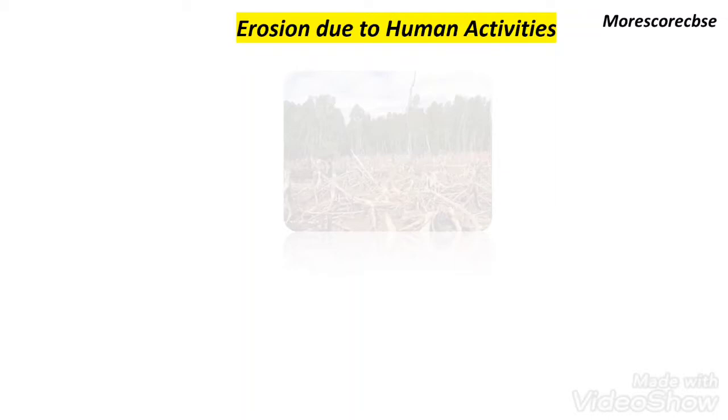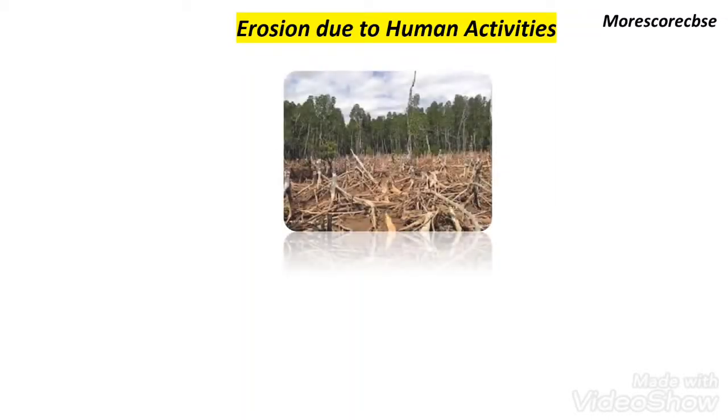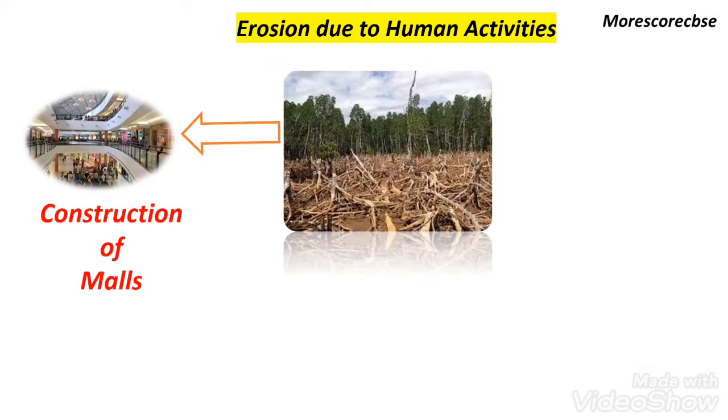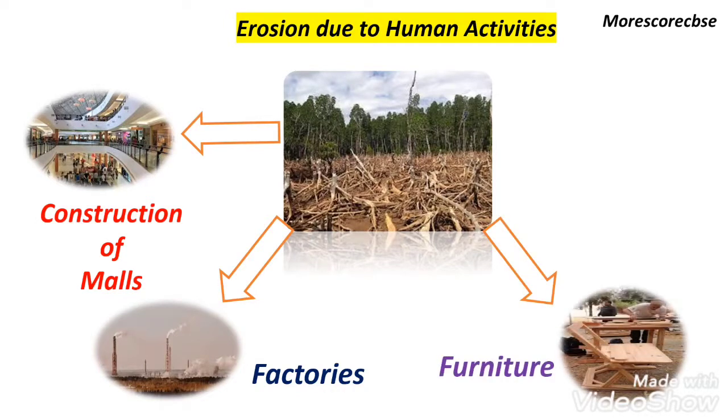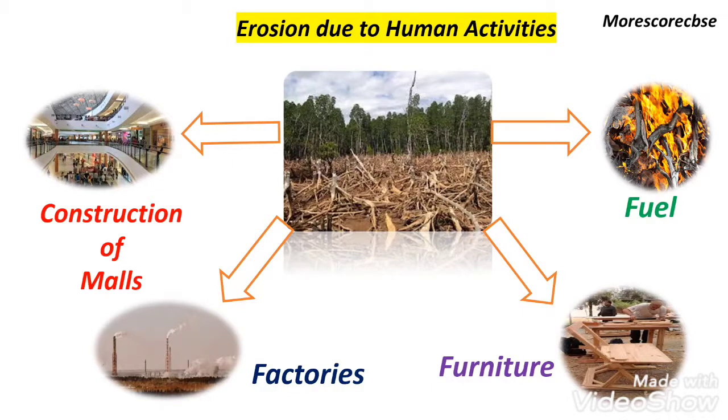Next, erosion due to human activities. Deforestation. Deforestation is clearing large areas of land for human welfare. Why are they clearing this large area of land? To build malls, factories, make furniture and use wood as fuel. During deforestation, the roots dry and hence the soil becomes loose. As a result, it is easily washed away by wind and water. As a result, the fertility of the soil is lost and it cannot support vegetation.